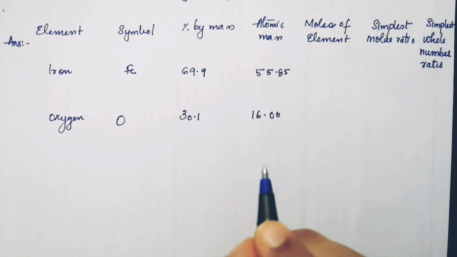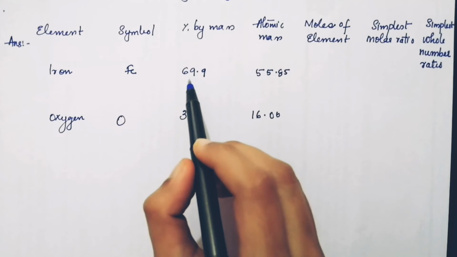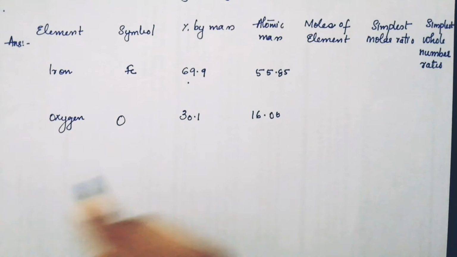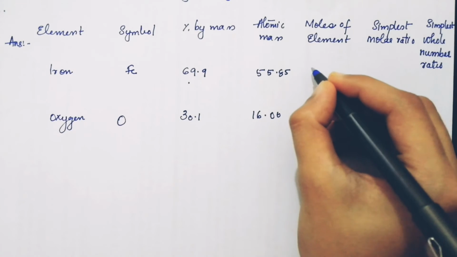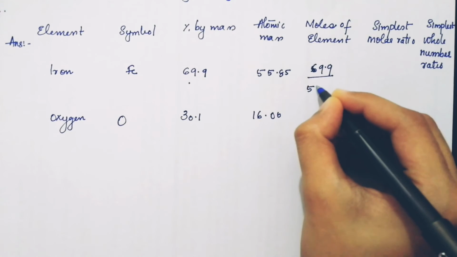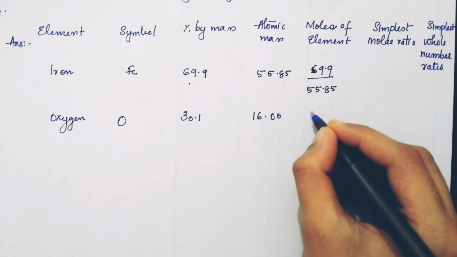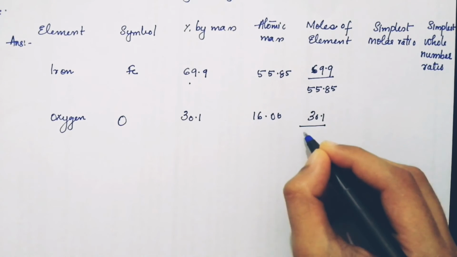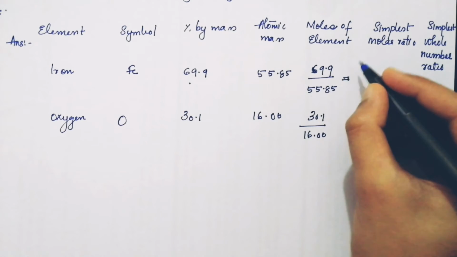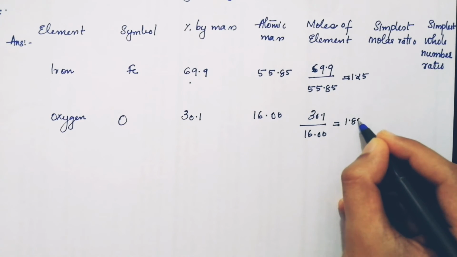To find the moles of the element, we have to simply divide the percentage by mass by the atomic mass for each of these elements. So for iron it will be 69.9 divided by 55.85 and for oxygen it will be 30.1 divided by 16.00. So this answer will be 1.25 and this will be 1.88.